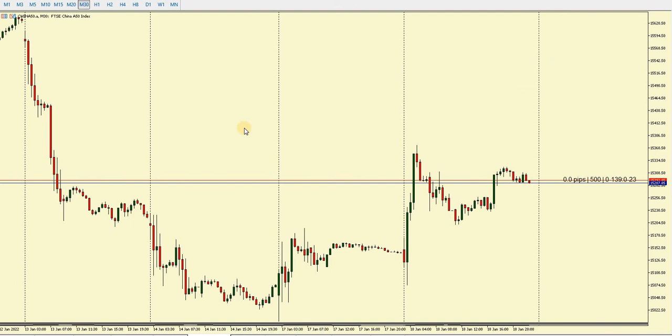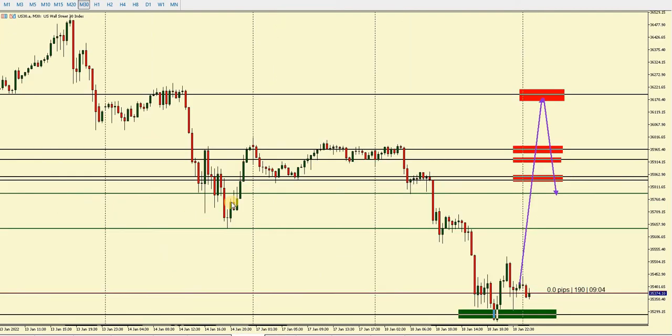China 50, I couldn't find any level on this index. This is US 30, we are in the buying zone.